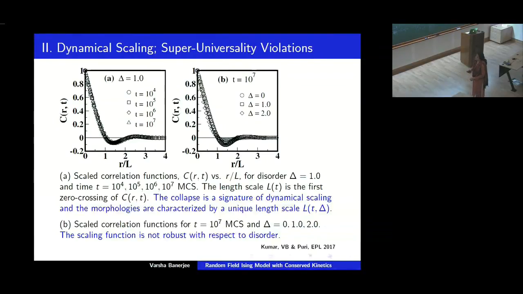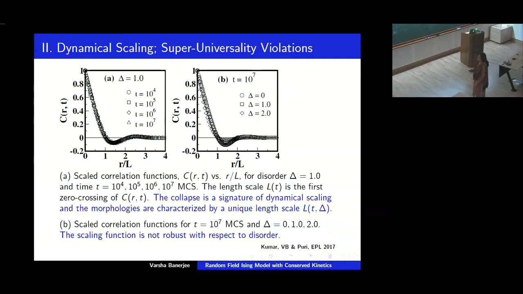Now, this is a typical correlation function plot for a system with conserved dynamics. If it's non-conserved dynamics, you don't have this little negative part in the correlation function. Okay? So as one can see, there's a collapse of the correlation function for different values of t, and that's a signature of dynamical scaling, and it's an indication that the morphologies are characterized by a unique length scale, even though time is evolving.